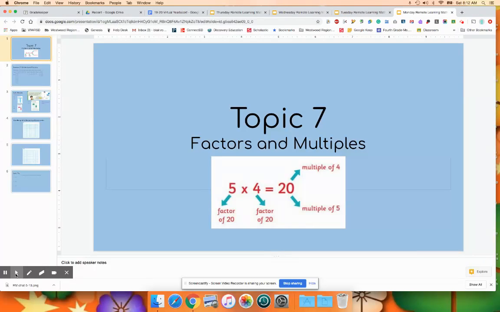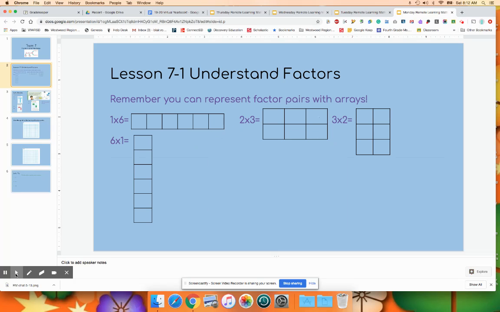We're going to skip topic 6 and move ahead to topic 7, factors and multiples, one of my favorite 4th grade skills. So remember, factors are the numbers that multiply together to give you a product, right? And when you think of your multiplication facts, a lot of those are factors that you know, right? And you can also represent factors with arrays.